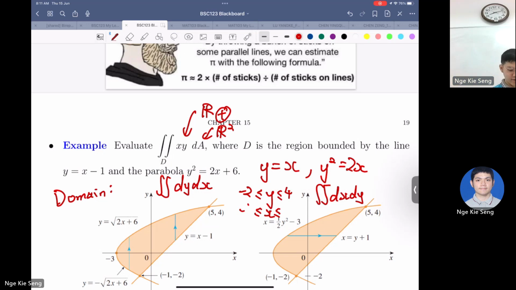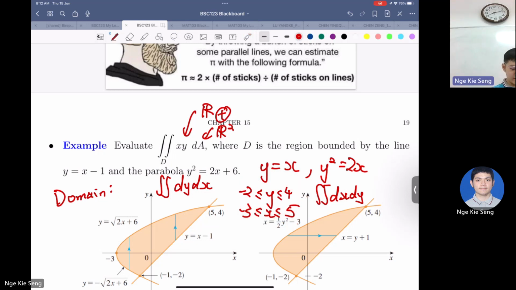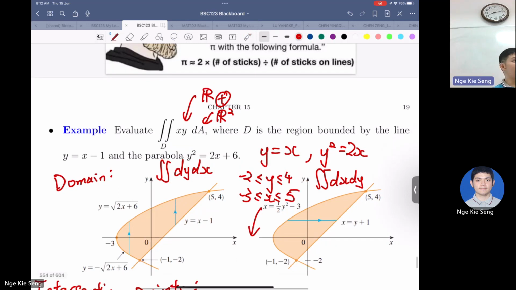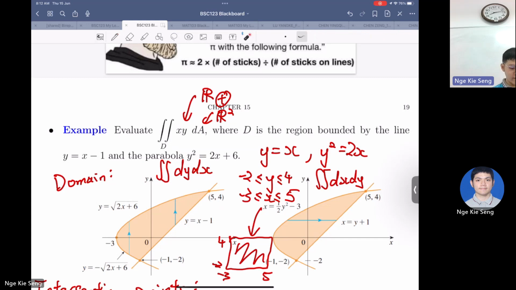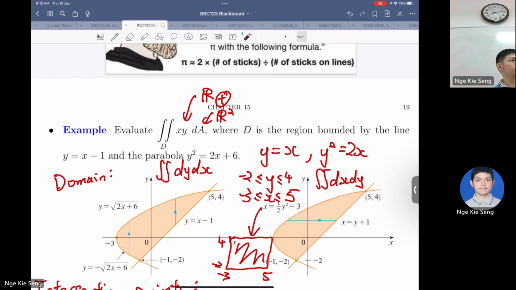How about x? -3 to 5. Okay. What's this picture here? Rectangle. This is a rectangle from -3 to 5, and then y from -2 to 4. This is a rectangle, but you don't want a rectangle here. So how to get this bounded shape?